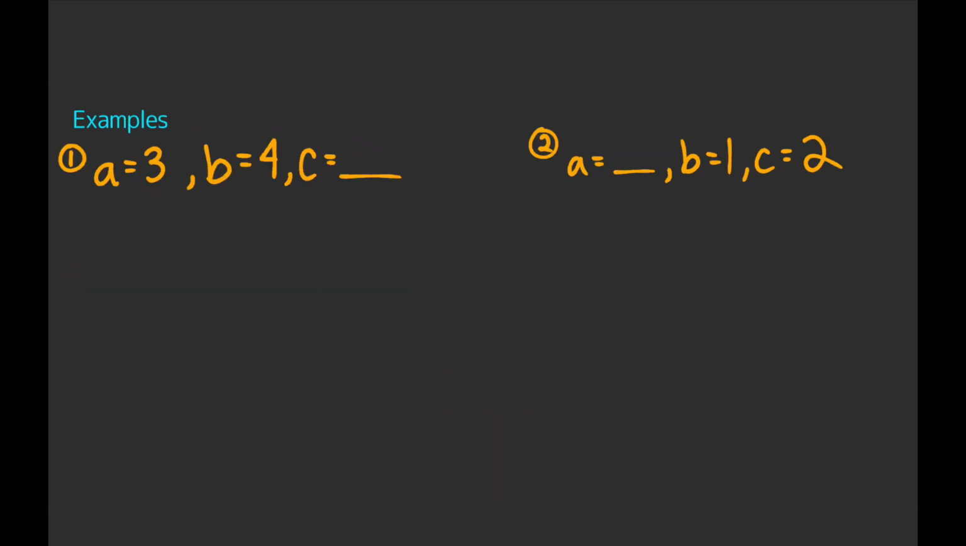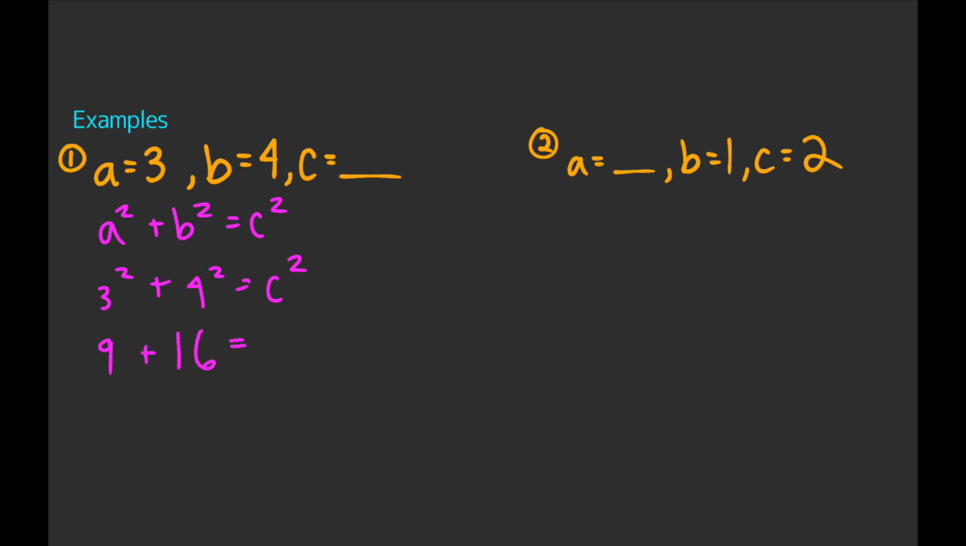So let's start on some examples. For example 1, we have A equals 3, B equals 4, and we have to find C. So I'm going to write out the Pythagorean theorem. A squared plus b squared equals c squared. Then all I'm going to do is plug in my values for a and b. So a equals 3, so that's going to be 3 squared, plus 4 squared equals c squared. 3 squared equals 9, plus 4 squared, which equals 16.